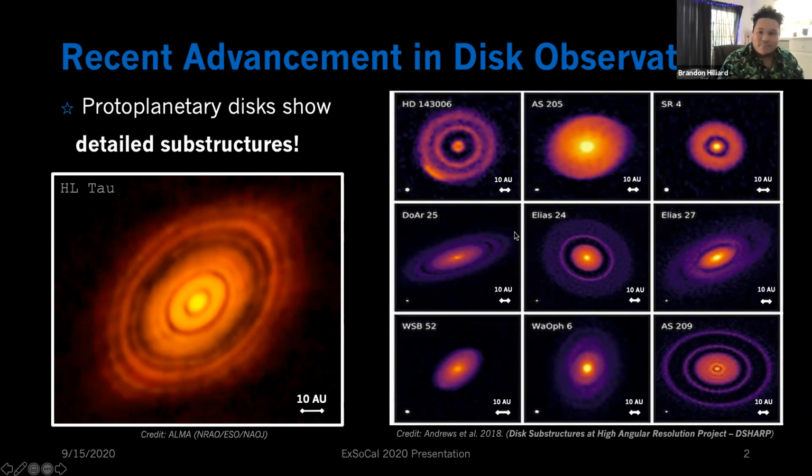So how is it that protoplanetary disks are related to our protoplanets? Well, of course, they are the birthplace for our planets. And by visualizing these detailed substructures, we can determine the gap properties and relate them to how planets can open up such a gap.